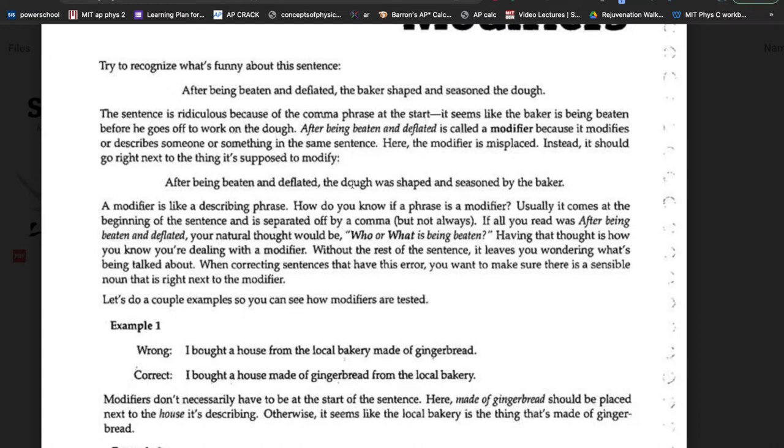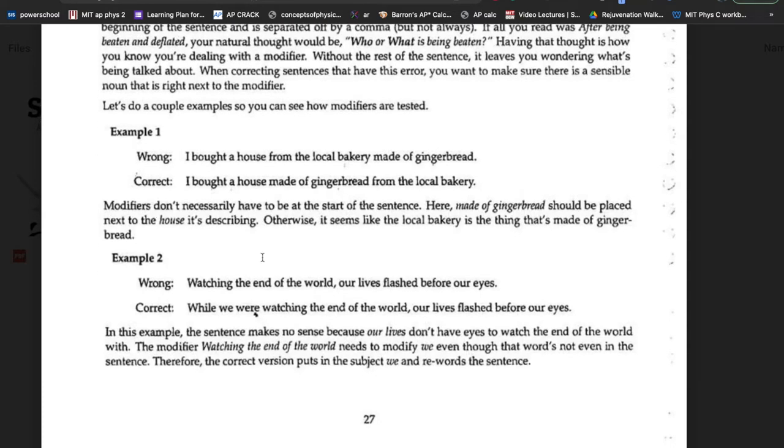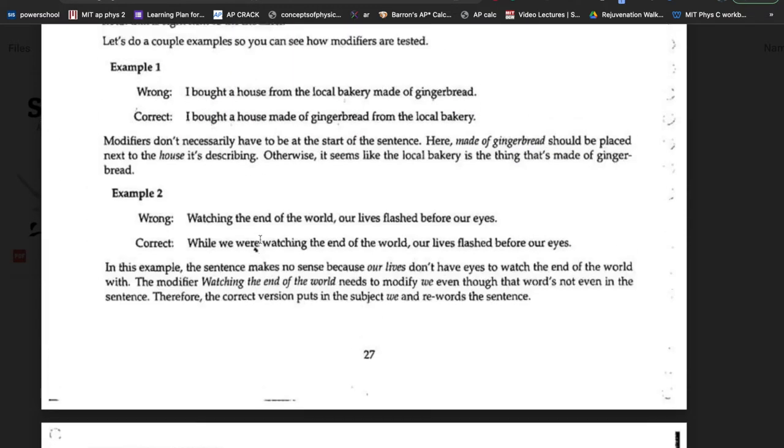So beaten and deflated, the dough was being beaten and deflated, and then the baker put it at the end. So it's a lot about where you place your words and putting the words that relate to each other near each other, right? Example 2, let's just do this one.